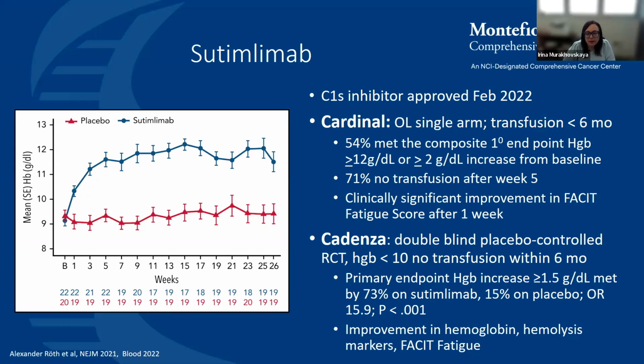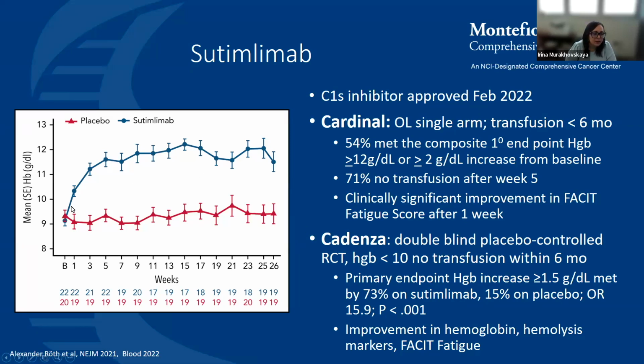The CADENZA study was a double-blind, prospective, placebo-controlled, randomized controlled clinical trial, which included patients with hemoglobin less than 10 and symptoms of anemia with no evidence of transfusion within the past 6 months. The primary endpoint of the study was a hemoglobin increase of greater than 1.5 grams per deciliter in the absence of transfusion and forbidden medications. And this was met by 73% of patients who received sutimlimab and 15% of patients who received placebo. This was highly statistically significant. This was accompanied by improvement in hemoglobin, hemolytic markers, and FACIT-Fatigue score.